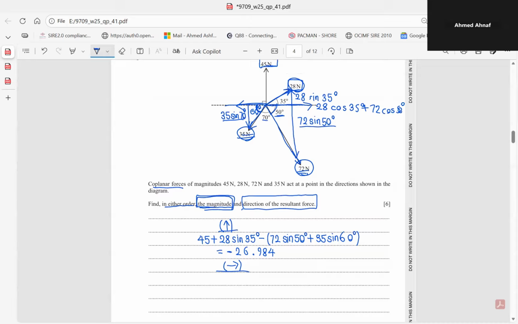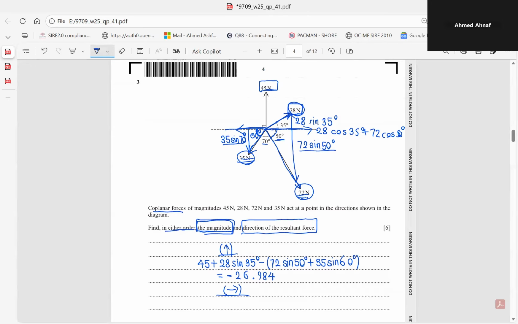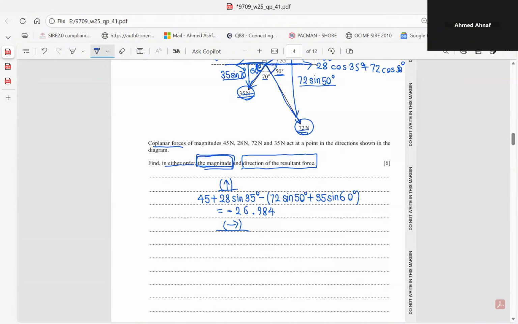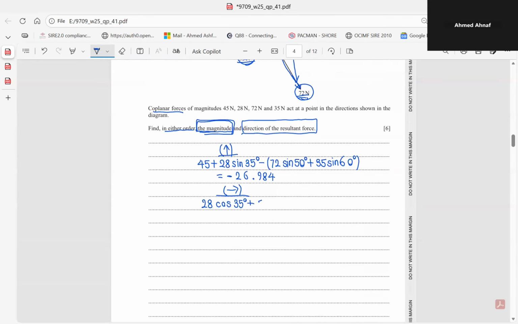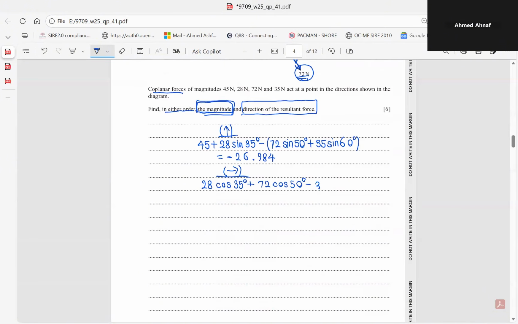Right. So, let me see if all the other angles are correct. Okay. So as I was saying, the left side, that would be 35 cosine 60. So horizontal would be 28 cos 35 plus 72 cosine 50 minus 35 cos 60.